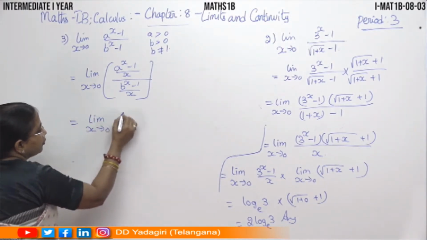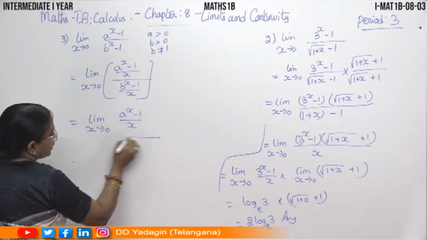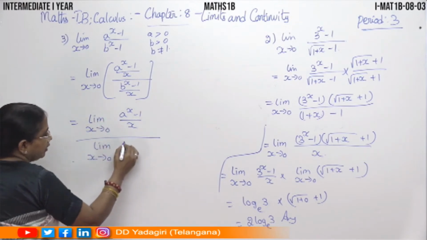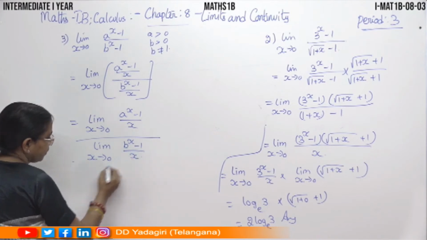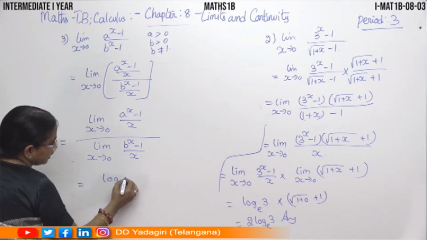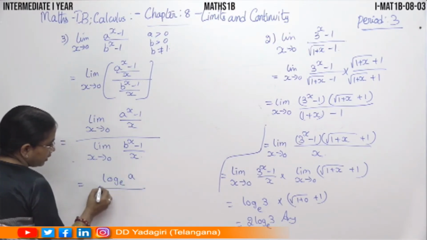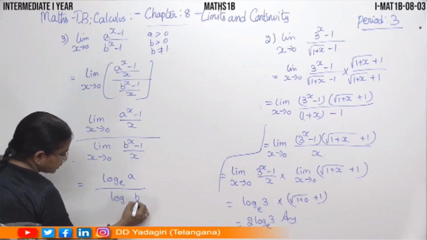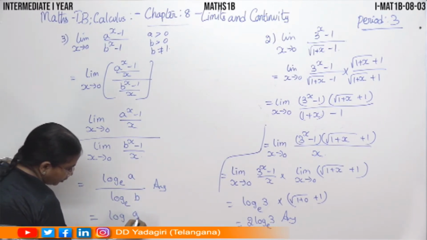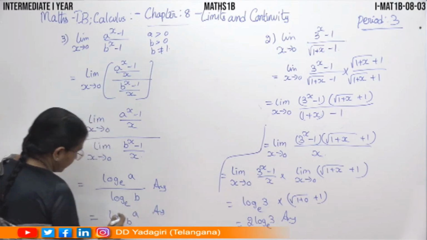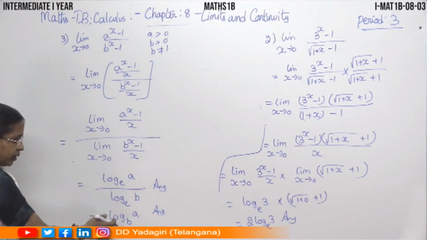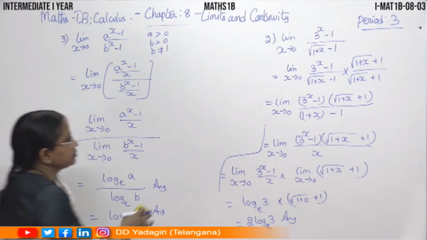Now write the limit for numerator separately and denominator separately as I explained in those theorems. You can write the new limit for numerator and limit for denominator separately like this. So now the limit for numerator is log a to base e, and the limit here is log b to base e. You can leave your answer like this, or you can also write it as log a to base b according to the properties of logarithms. So you can write your answer in any form, either this or this. Okay, this problem is very important.